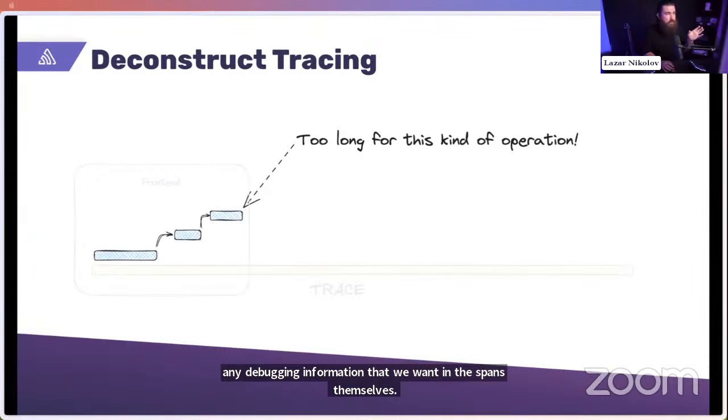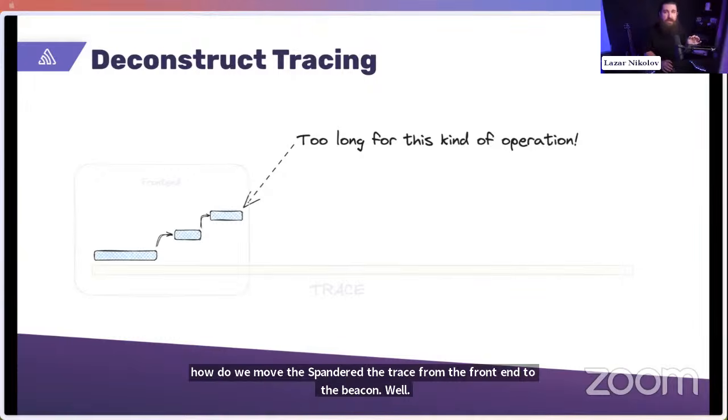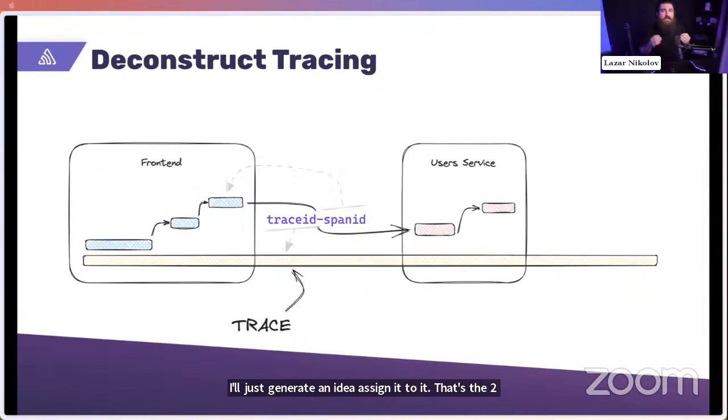But how do we move the trace from the front end to the back end? Well, spans have their IDs. The trace itself has an ID, right? We mentioned at the beginning that when the operation flow starts for that user at that time, we'll just generate an ID and assign it to it. Those are the two IDs that we need in order to pass it through to the next service or the next operational logical unit. For example, in this case, it's the user's service, right? We can concatenate the trace ID and a span ID into a string and move it through, let's say, HTTP headers. That's how we distribute the trace.